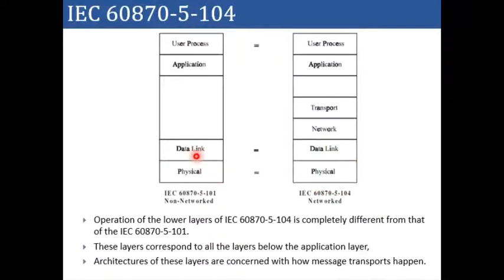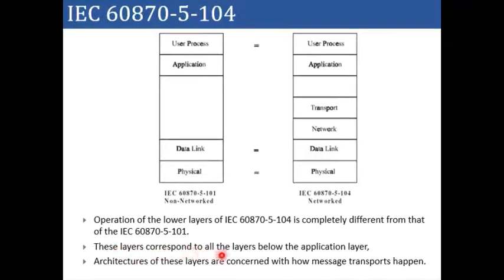Physical and data link layers are different in the sense that 101 follows the standard IEC 60870-5 guidelines for the physical and data link layer functions. While in case of 104, the physical, data link, network and transport layers are part of the standard TCP/IP architecture. So because of that, the data link as well as physical layers in 101 and 104 are different. So the operation of the lower layers of 60870-5-104 is completely different from what we see in case of 101.